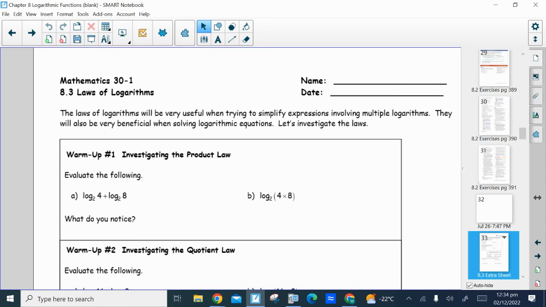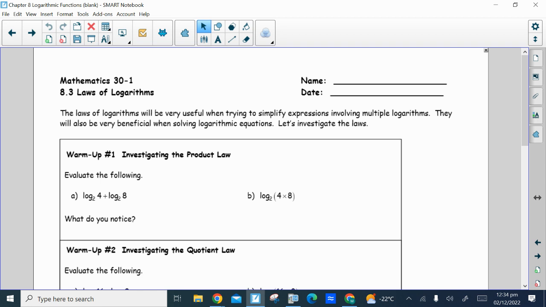All right, so we're going to start looking at the laws of logarithms. We're going to see that they are directly related to, connected to the laws of exponents. Remember, when you're multiplying powers with the same base, you add the exponents and you keep the base the same. When you divide powers with the same base, you subtract the exponents and you keep the base the same. The laws of logarithms are going to follow along those same principles.